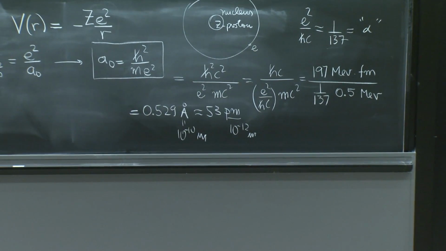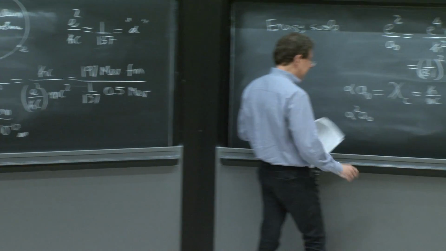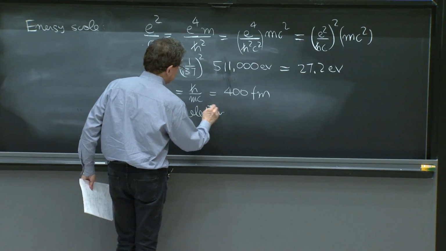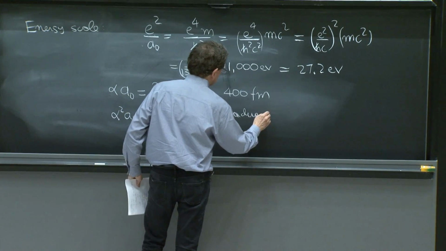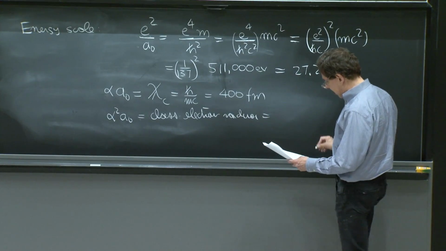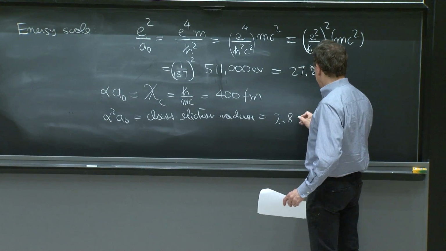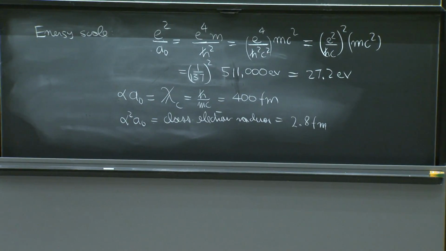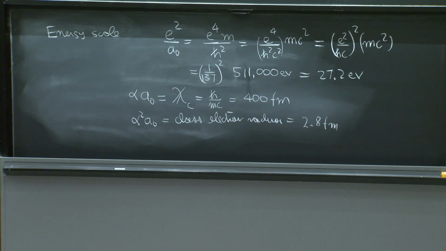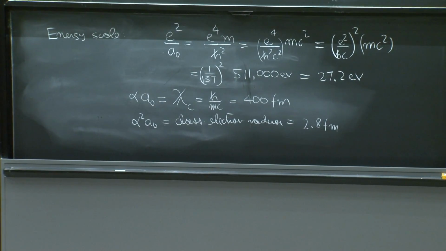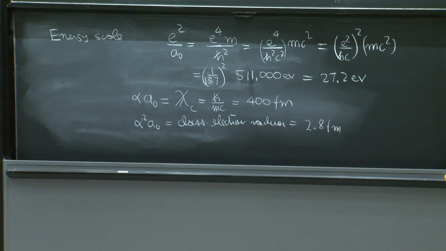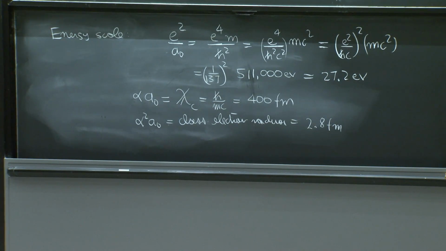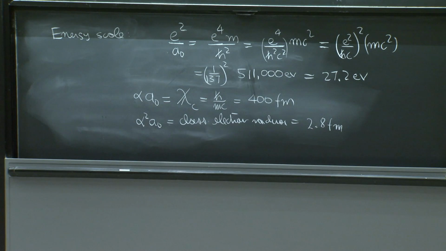And then if you do alpha squared a0, that actually was the classical electron radius. So you must divide this by 137 again, and it gives you about 2.8 Fermi. And what you can remember is that the size of a proton is about a Fermi. So that gives you a little bit of intuition. So those are the basic numbers that we begin with for the hydrogen atom. They give you a scale of what's going on, the size of an atom, and the energies that we're supposed to get.